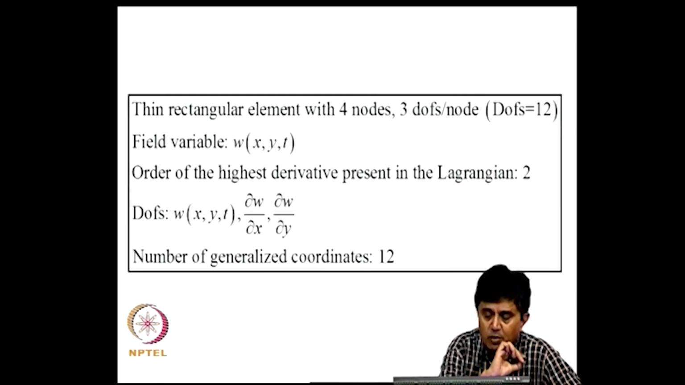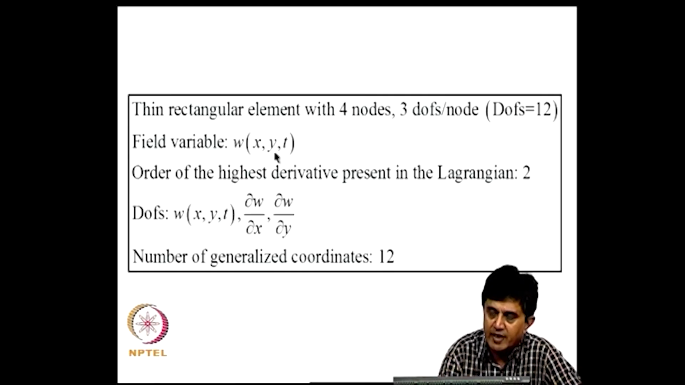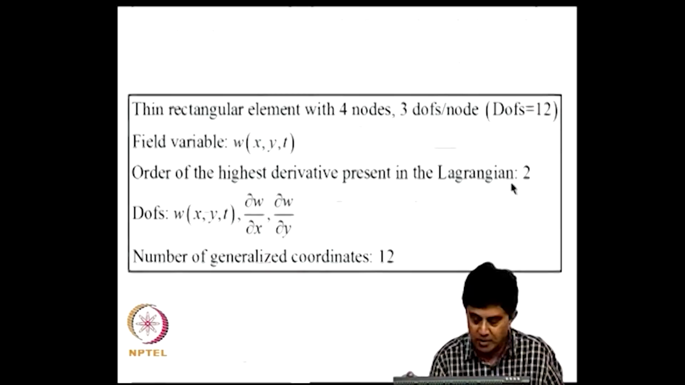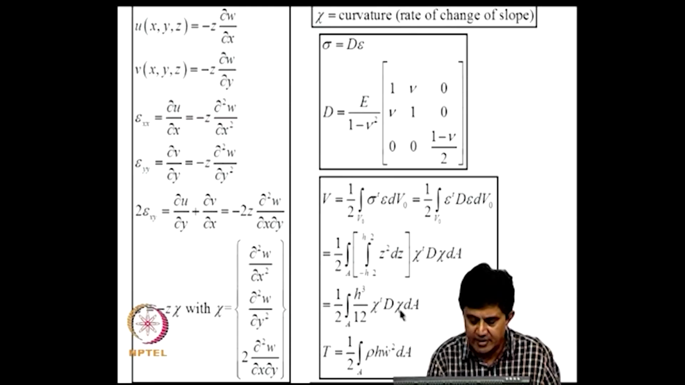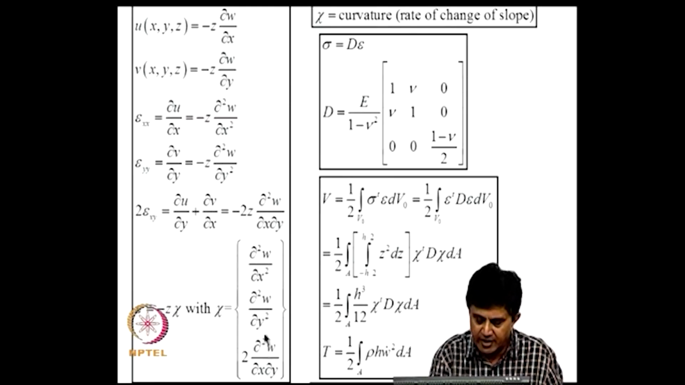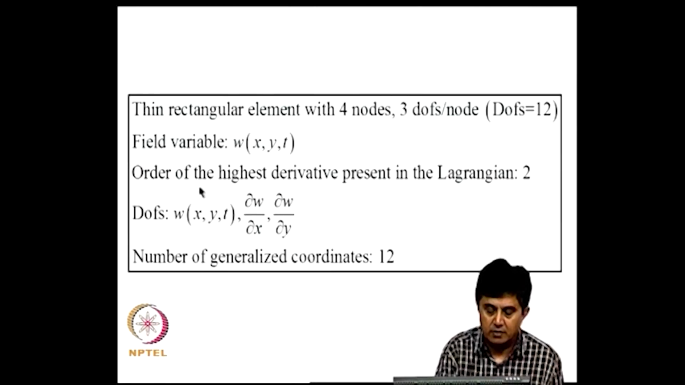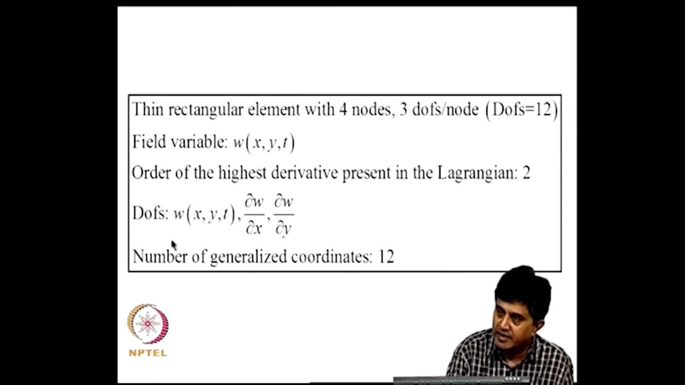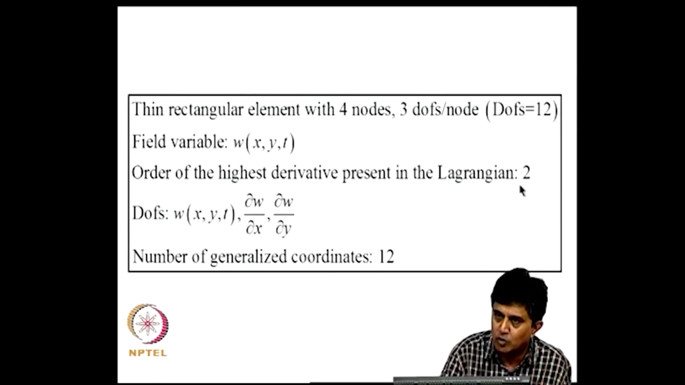Now, we can consider the problem of formulating a finite element for analyzing plate structures. So, we will start with considering a thin rectangular element with 4 nodes with 3 degrees of freedom per node, and there are 12 degrees of freedom. The field variable is W of x, y, comma t. The order of the highest derivative present in the Lagrangian is 2. See the chi transpose D chi is there, chi itself has dou square W by dou x square, the highest order of derivative of the field variable is 2. So, the degrees of freedom should include derivatives up to 2 minus 1.